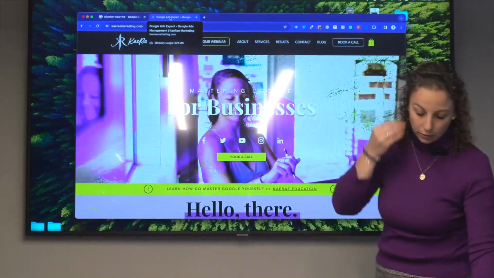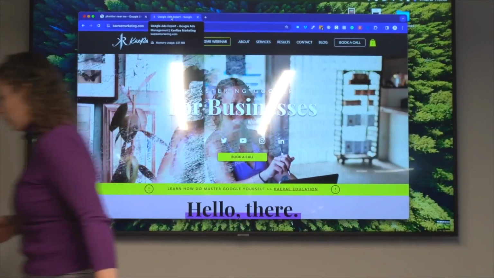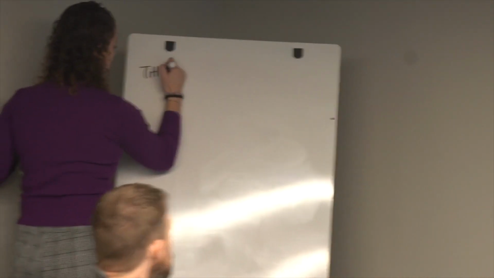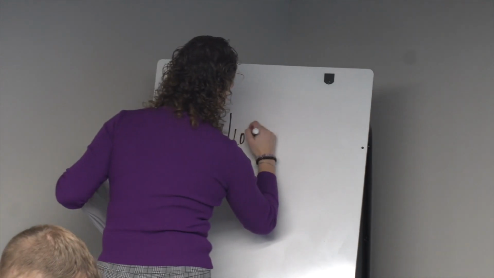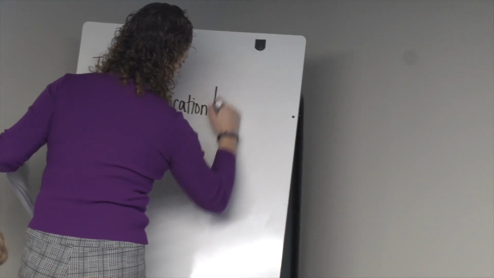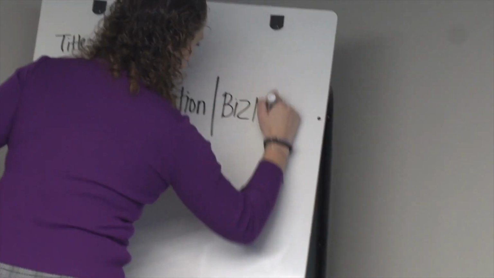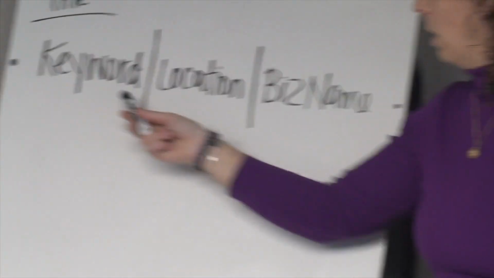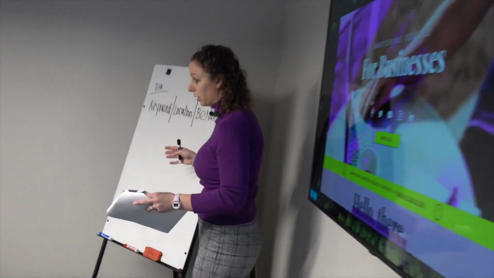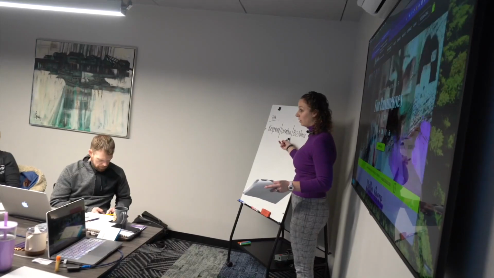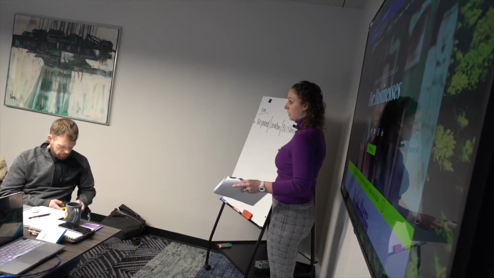The format of the title tag should be, let me write it up here. Okay, should be your keyword, straight up and on line. It's called the bar. It's underneath the delete button. Your location. Another bar. Your business name.